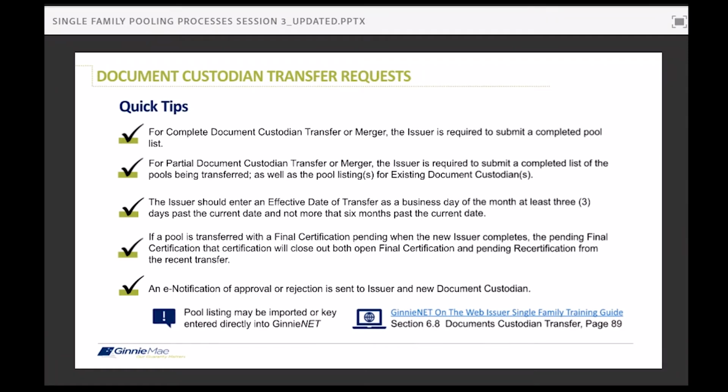The issuer should enter the effective date of transfer as a business day of the month, at least 3 days past the current date and not more than 6 months past the current date. So if you're entering something today, you can't put in a transfer date of today. We expect something like next Tuesday or next Wednesday. Also, you want to give your custodian enough time to review the information and check their documentation on the new docs they're getting as new custodian, before you send a transfer date that they're not going to meet.